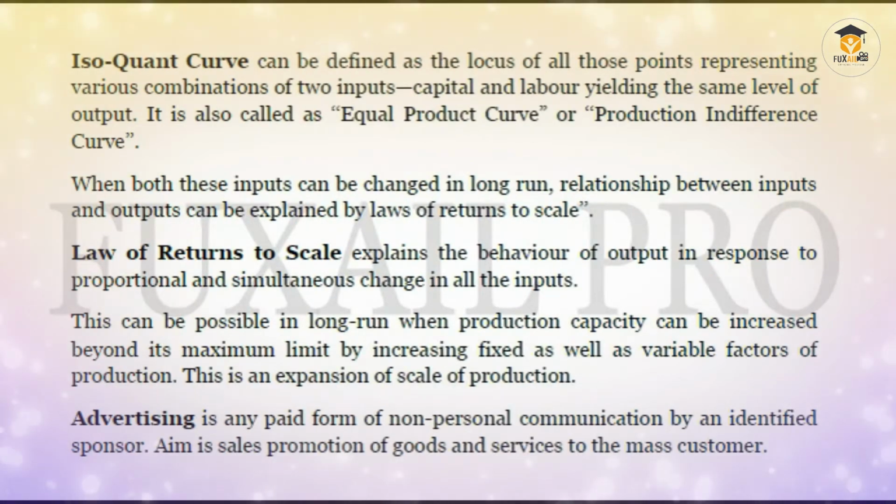Isoquant curve can be defined as the locus of all those points representing various combinations of 2 inputs, capital and labor, yielding the same level of output. It is also called equal product curve or production indifference curve.